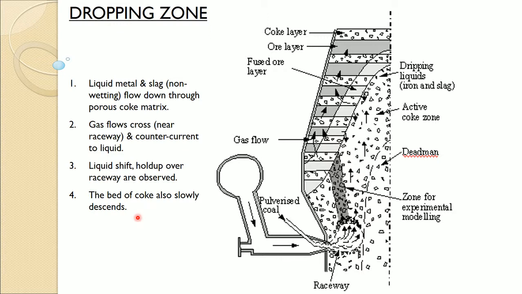Okay, now we will start talking about the dropping zone, which is a very important zone in the blast furnace. This dictates all the aerodynamics of the blast furnace, and the figure shows the dropping zone, which you are already familiar with by now.